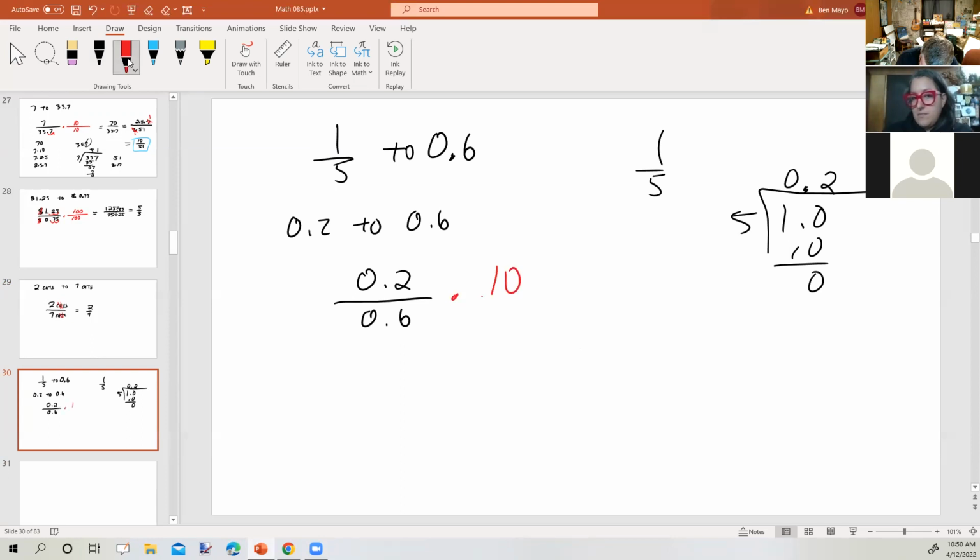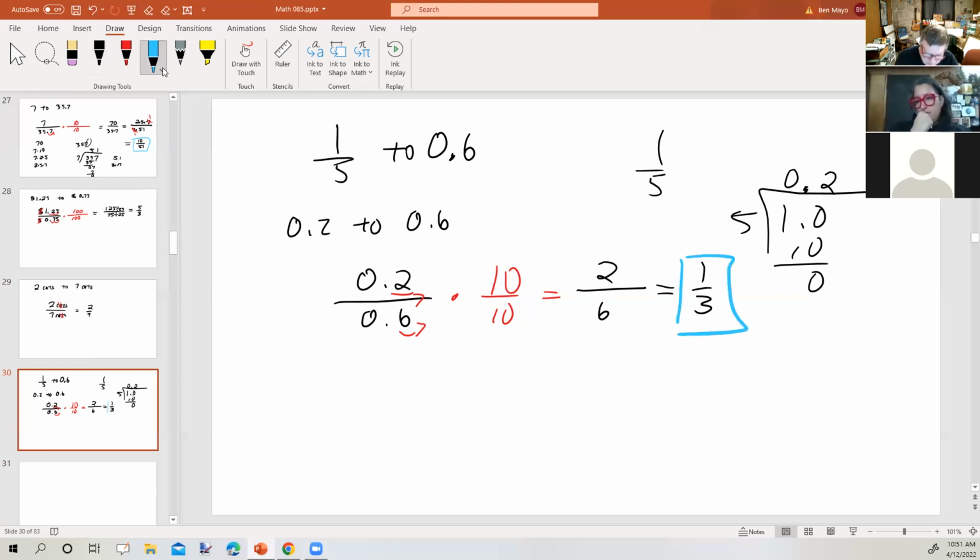I'm going to multiply it by 10 over 10, which is going to move the decimal point 1 place on the top and 1 place on the bottom. So I get 2 to 6 or 2/6, but I could reduce that down to 1/3. So 1/5 to 0.6 is a ratio of 1 to 3 or 1/3.